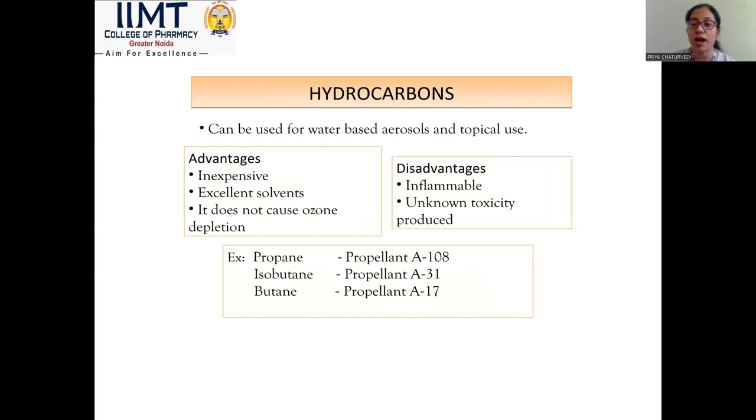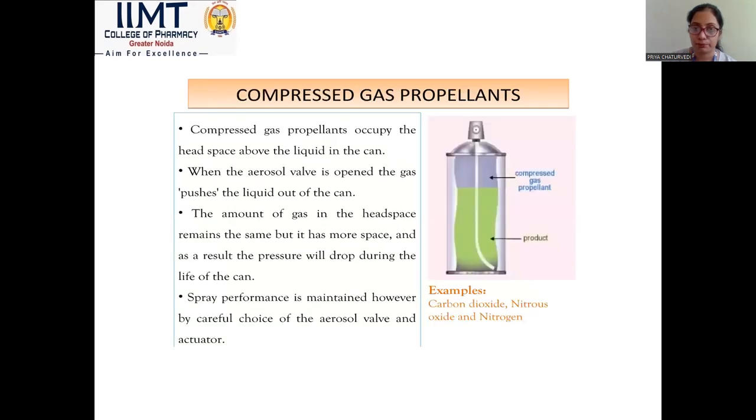Now coming to hydrocarbons. Hydrocarbons can be used for water-based aerosols and topical use. Advantages are inexpensive, they are excellent solvents, and they do not cause ozone depletion. Disadvantage is that they are inflammable and unknown toxicity is sometimes produced. Examples are propane, isobutane, and butane.